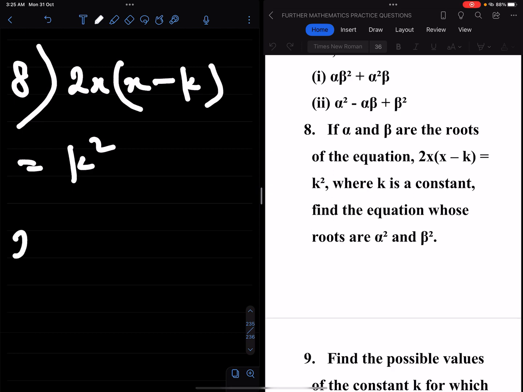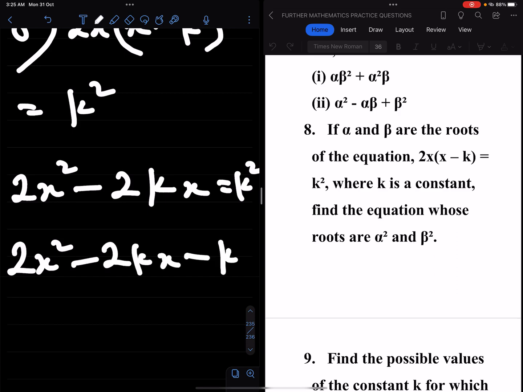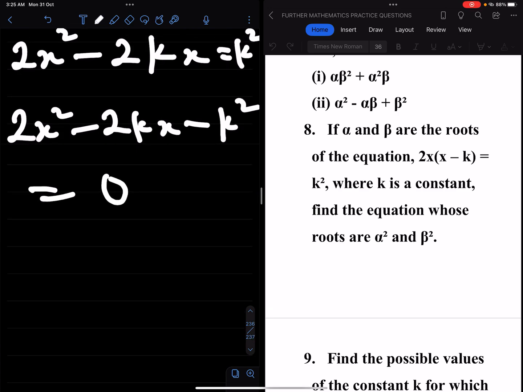First of all, I can expand the bracket. That will be 2x squared minus 2kx equals k squared, and that simply means 2x squared minus 2kx minus k squared equals 0. That simply means a is 2, b is minus 2k, and c is minus k squared.